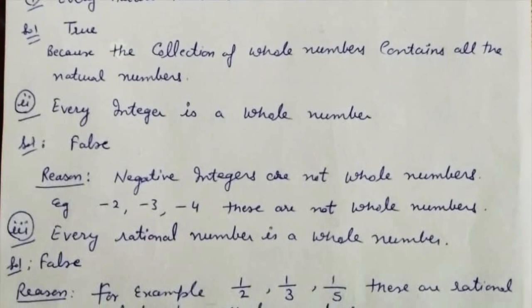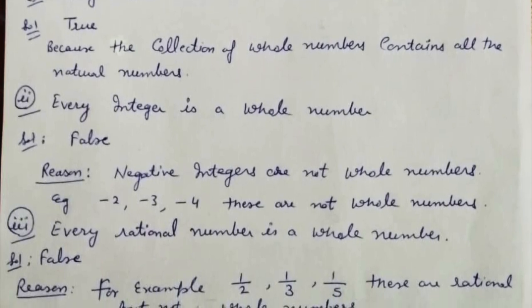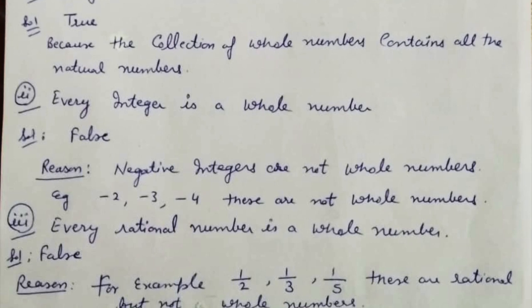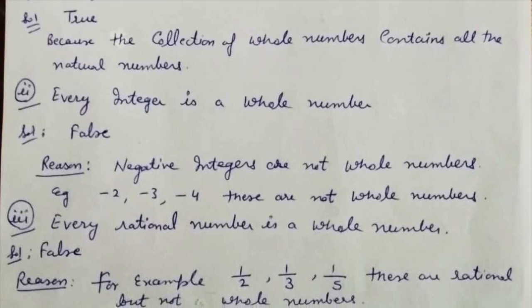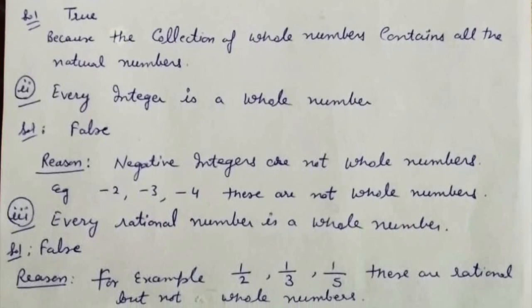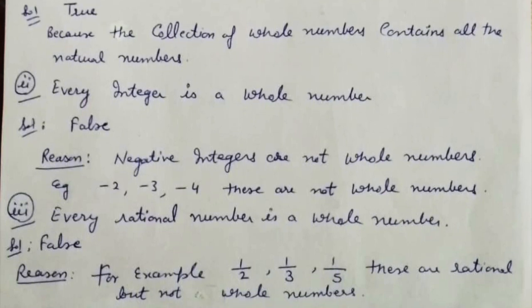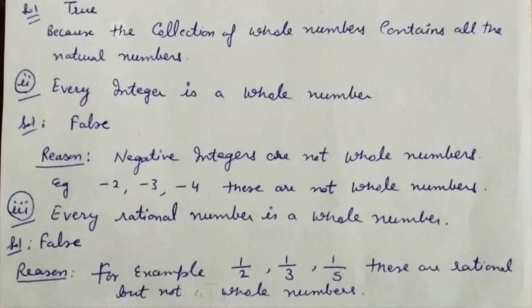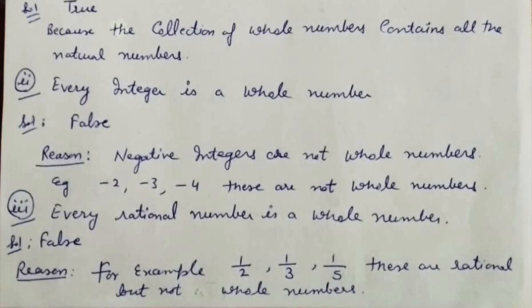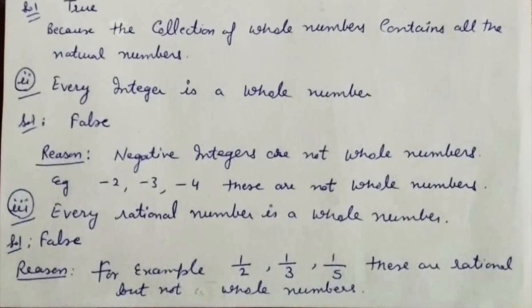Third one, every rational number is a whole number. The question is, every rational number is a whole number. Answer is false. Reason, for example, 1 by 2, 1 by 3, 1 by 5. You can take any example of a rational number. Now you can see 1 by 2. It is a rational number, but it is not a whole number.